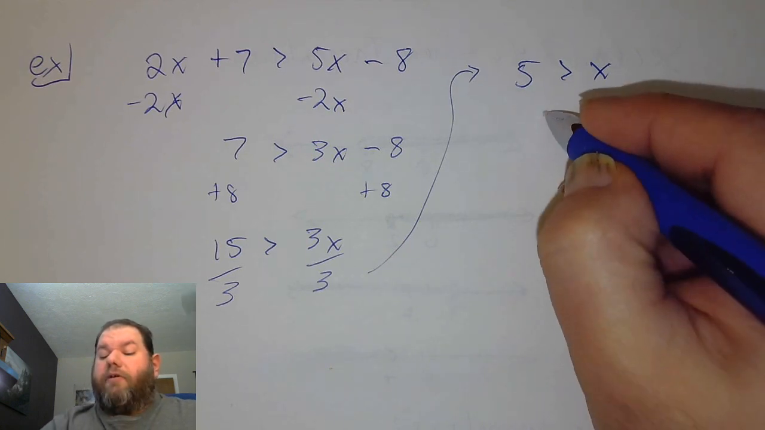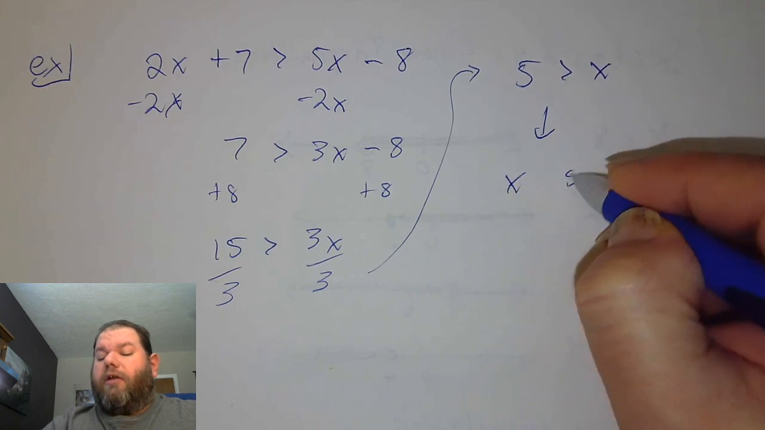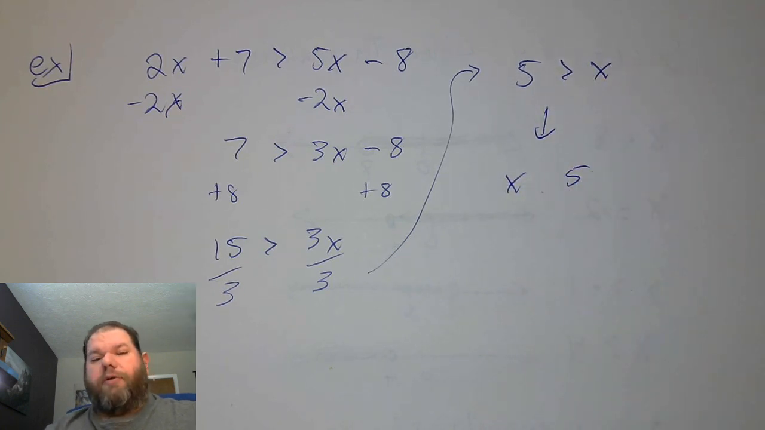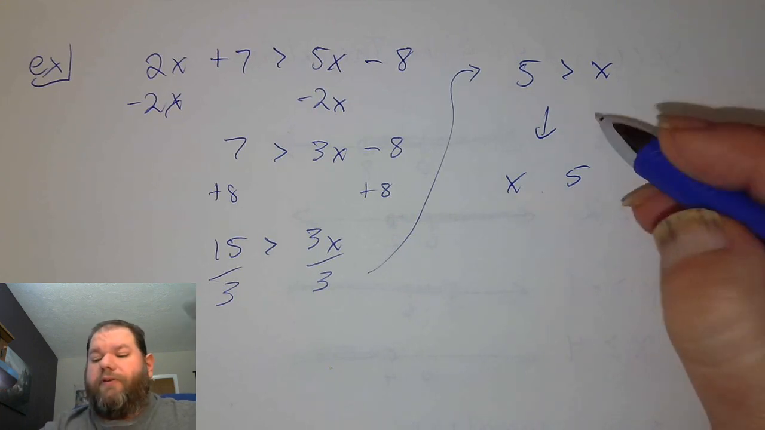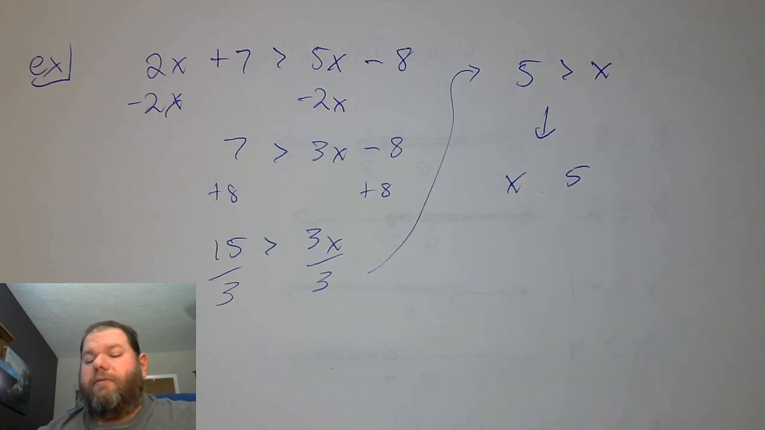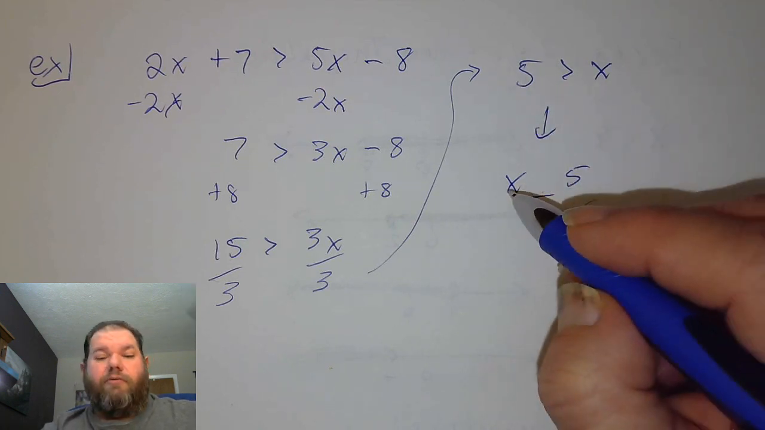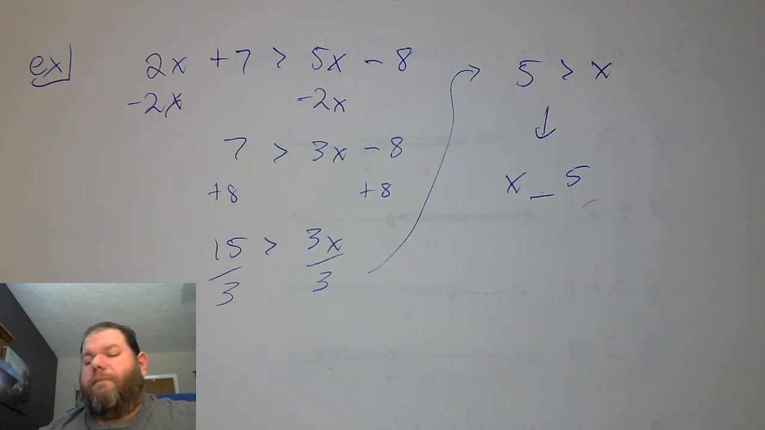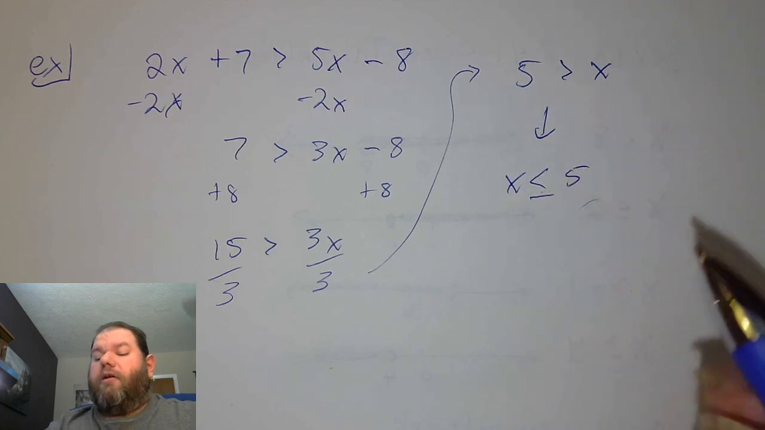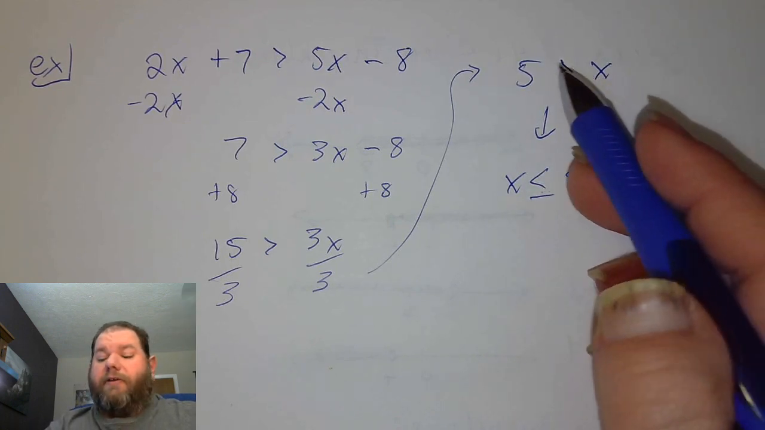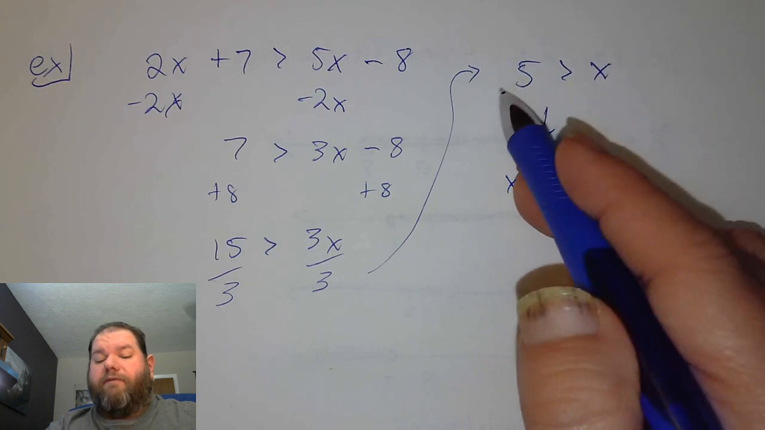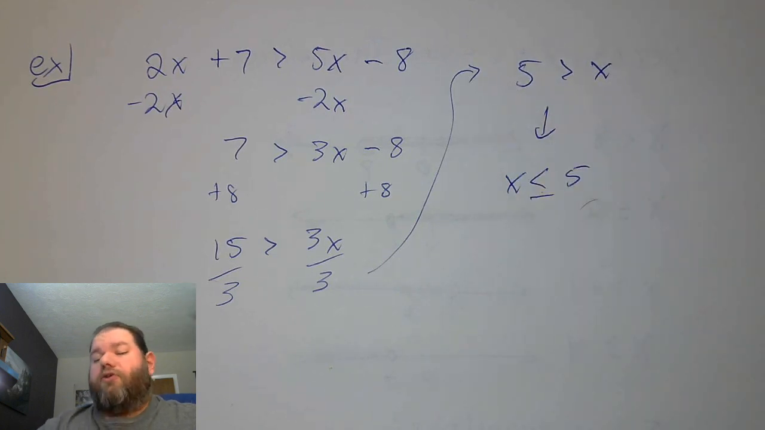So if 5 is greater than x, if we were to switch that around to where we had x on the left and 5 on the right, what sign would we have in between? Greater than or less than? So if 5 is greater than x, x is what to 5? Less, yeah. We can kind of think of it as a mirror image, because if 5 is greater than x, then x must be less than 5, looking at it from the opposite direction.